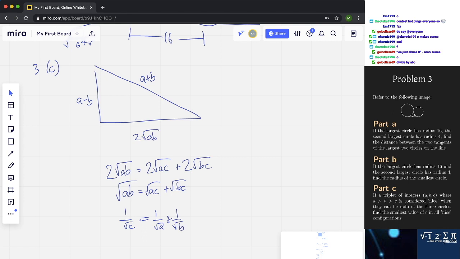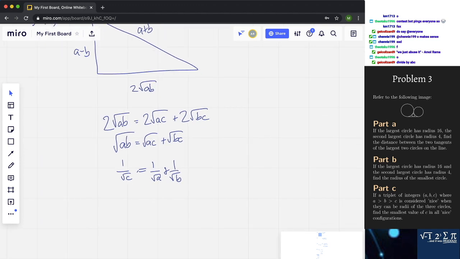So obviously, if something divides all of them, we can just divide. If something divides a, b, and c, we can just divide by that to get a smaller value of c. So we can assume a, b, and c are relatively prime.